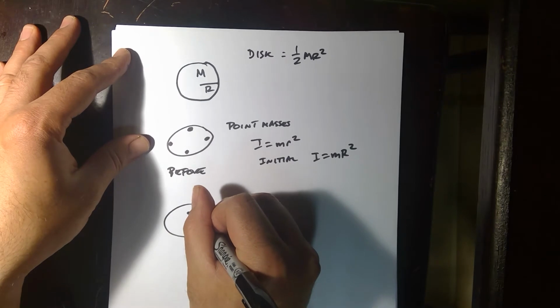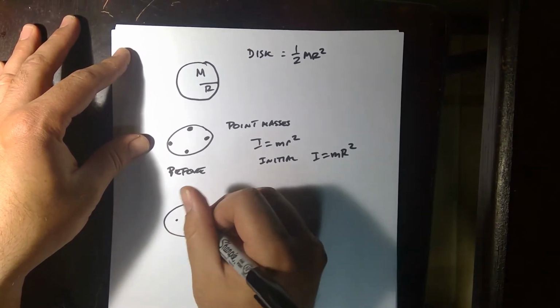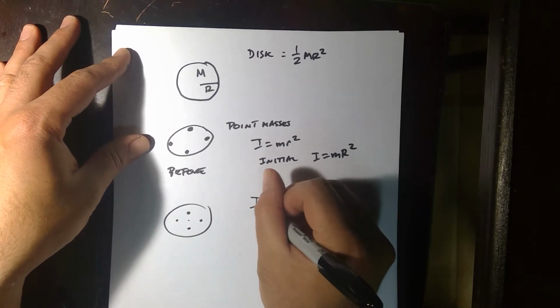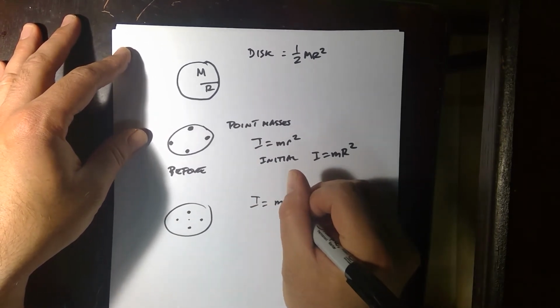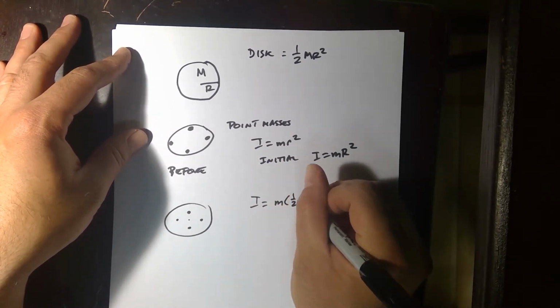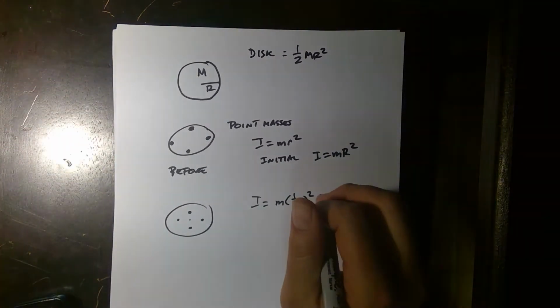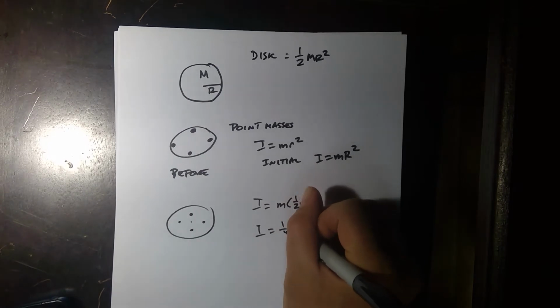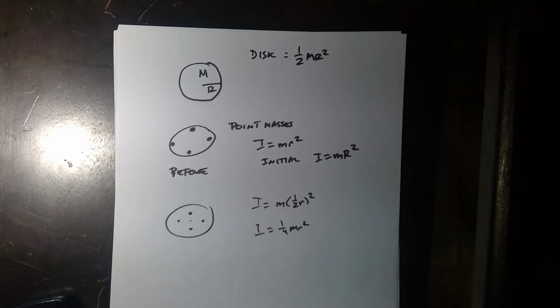Now let's move them halfway in, so that this is just 1/2 r from the center. Then the moment of inertia of each of those point masses will change. It'd be m times 1/2 times r, squared. So we're going to get 1/4 mr squared for each of those point masses. Keep in mind there's 4 of them.